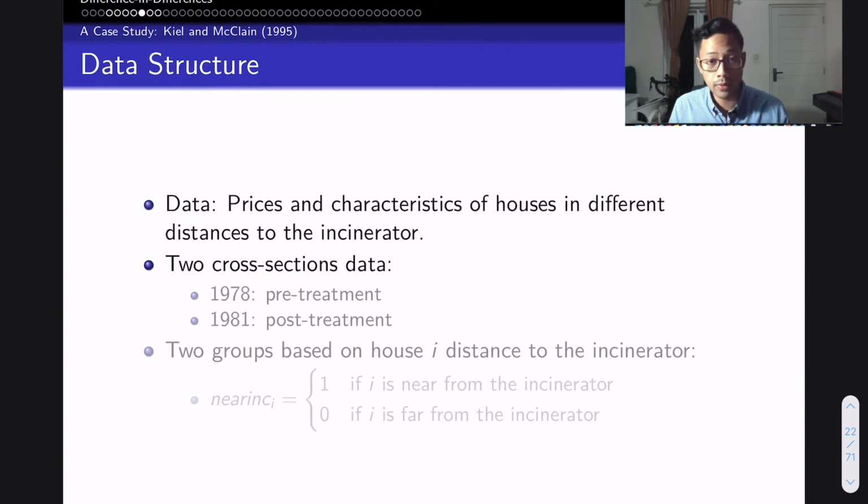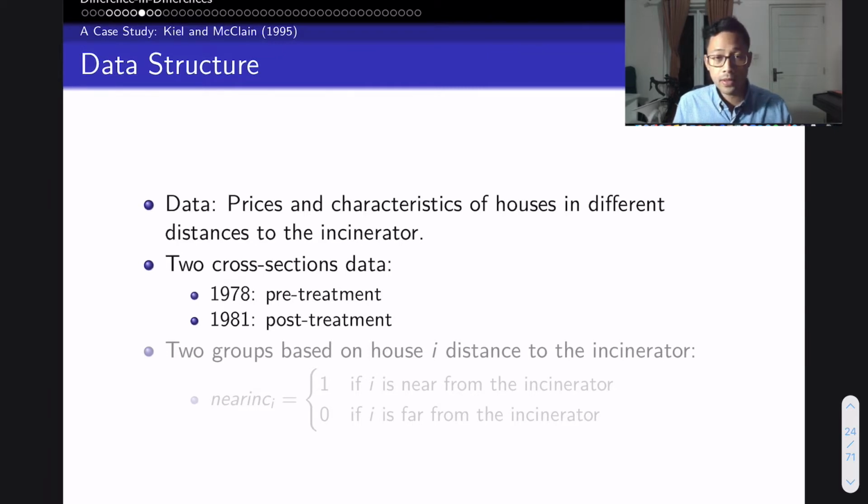We're going to see why we need more than 2 periods in several slides. The first one is a period before the garbage incinerator was established or was built, and in this particular example it's going to be 1978. The other period is after the establishment, after the garbage incinerator was built, and in this particular case it's 1981.